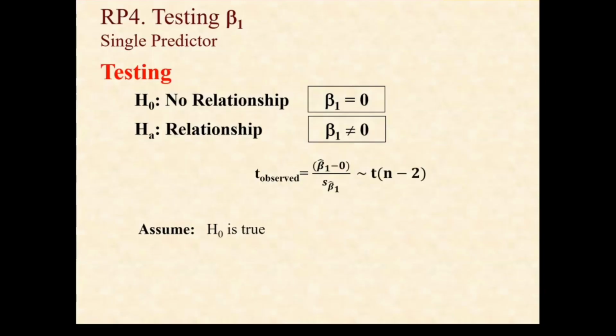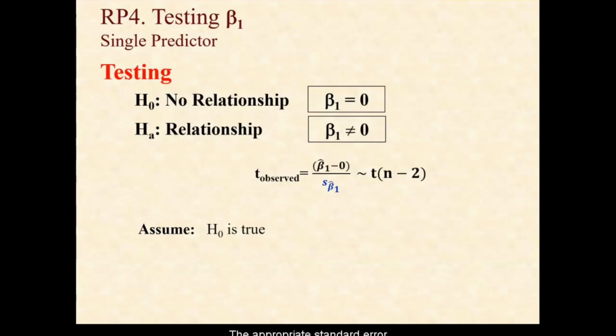The statistic of interest, beta 1 hat, after conversion to its appropriate z-score, has a t-distribution. We calculate the z-score of the beta 1 hat value under the assumption that H0 is true, since this is a hypothesis test. The t-observed value is calculated as shown. It is the best point estimate of beta 1, namely beta 1 hat, minus the value under the null hypothesis, which is 0, then divided by the standard error.